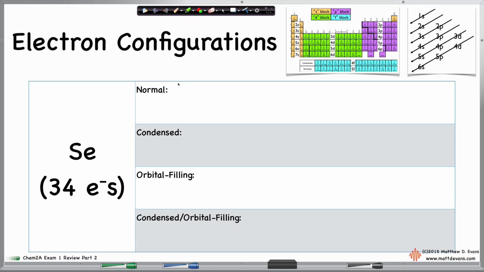Let's look at one more sample problem for electron configurations. I'm going to take you through the normal, condensed. I'm sorry, but I think I'm going to skip the orbital filling. It just takes way too long. It's too tedious. We'll go to the condensed orbital filling.